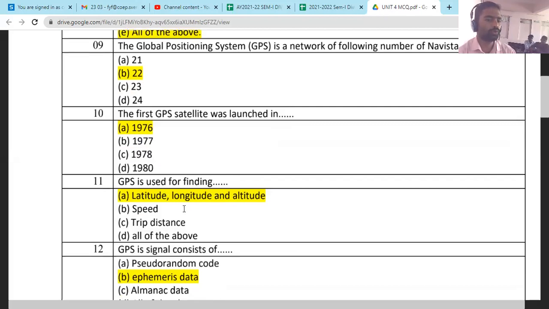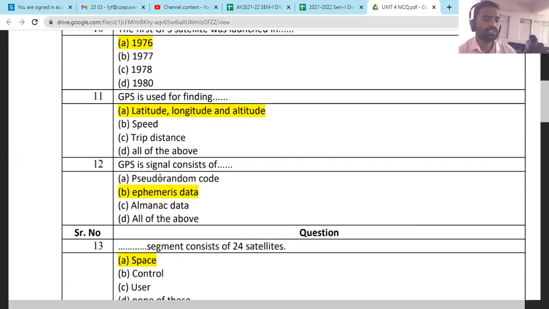GPS is used for finding latitude, longitude, and altitude, speed, trip distance, all of the above. That is latitude, longitude, and altitude. Then the GPS signal consists of pseudo random code, ephemeris data, almanac data, all of the above. So GPS signal consists of ephemeris data.